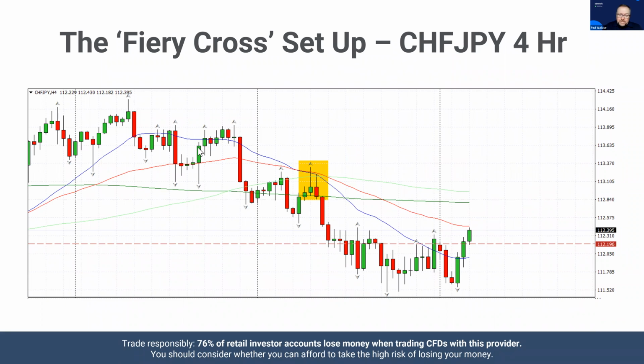This is an example on the Swiss against the Japanese yen, on the 4-hour chart. As I said, I've put in quite a few examples because I think it always helps to see how it plays out. I think I've got one or two where it didn't trigger, which we'll look at in a moment, just to show you that there's no perfection.